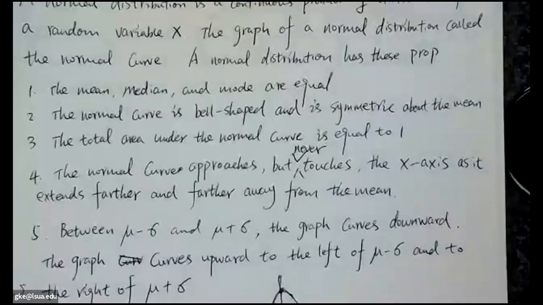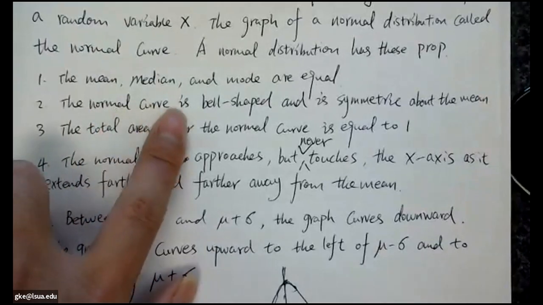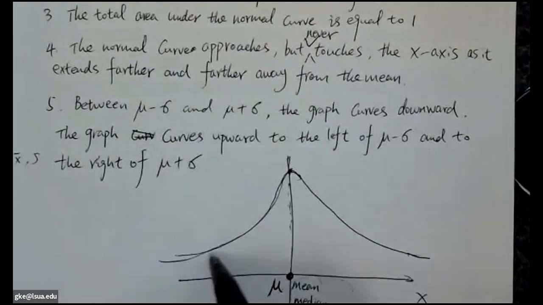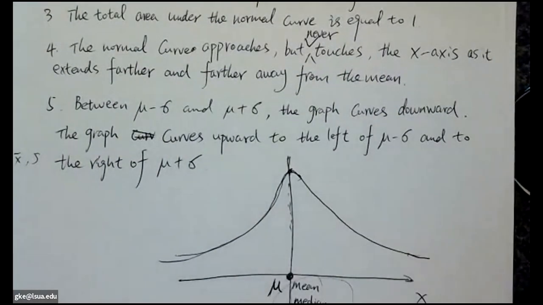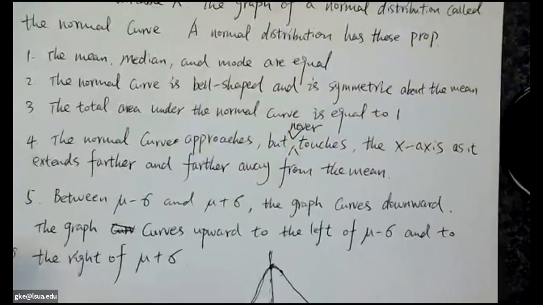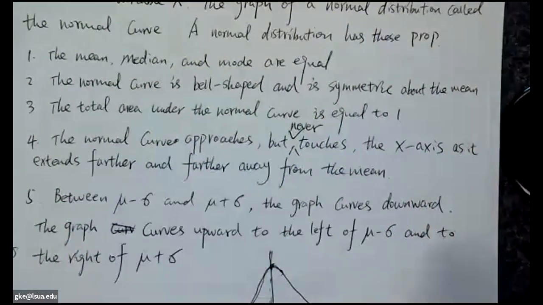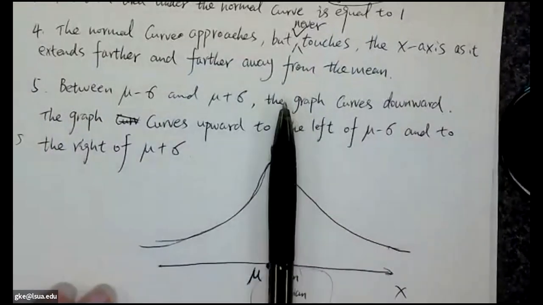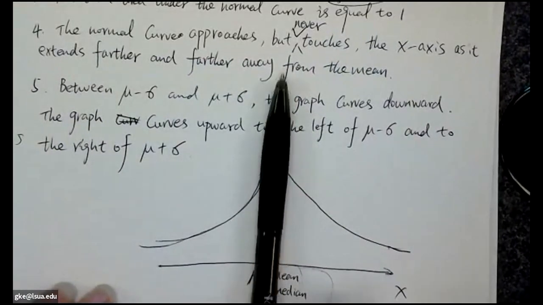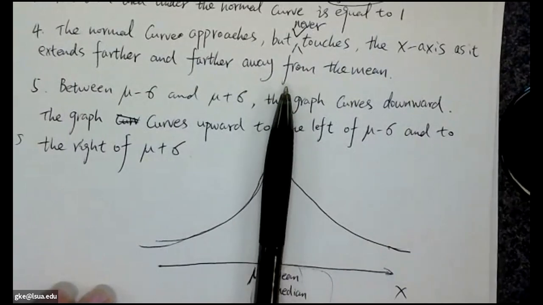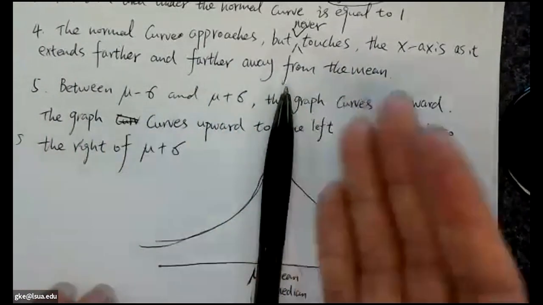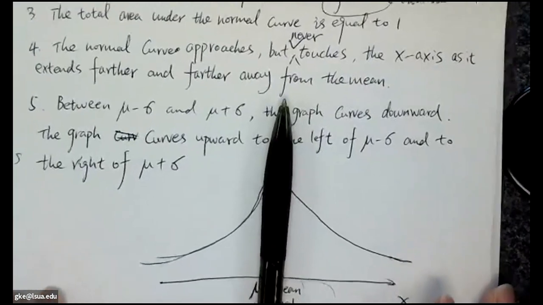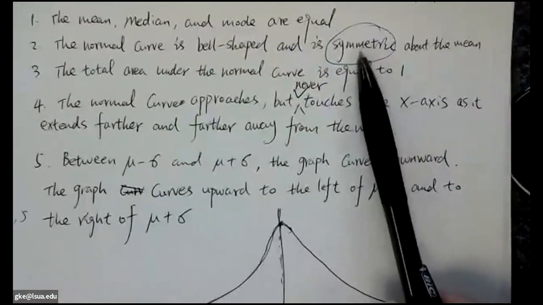Now, the second property tells us that it is bell-shaped. A bell-shaped should be like that. Bell-shaped, right? And is symmetrical about the mean. Symmetric. So for the mean, we have this axis goes through the mean, right? And it's very clear this curve is symmetrical about the mean, right? Okay, so that's the second property.